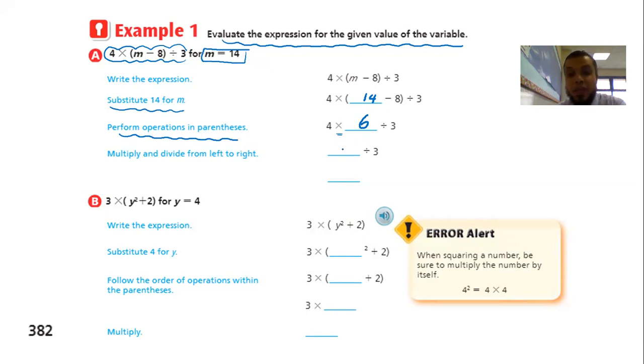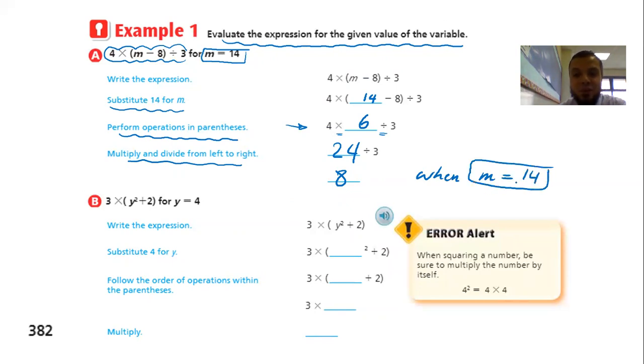Then you have a multiplication operation, and you have here division. What should I do? From left to right. Multiply and divide from left to right. You see here? Yes. So 4 multiplied by 6 equals, great, 24. Then divide by 3. 24 divided by 3 equals 8. Great job. So the final answer is 8. When m equals 14, we found the value of the expression equals 8.